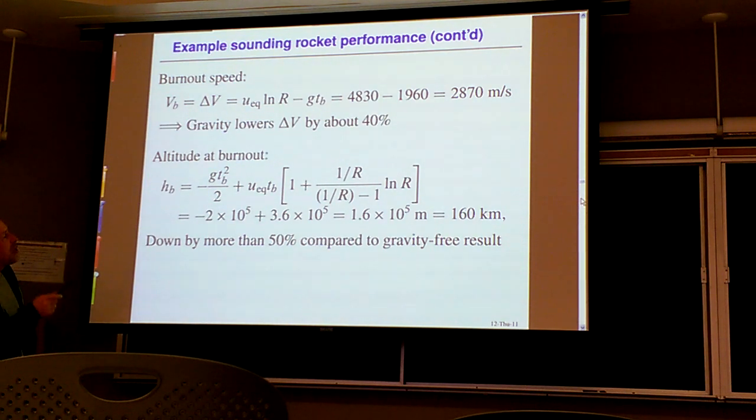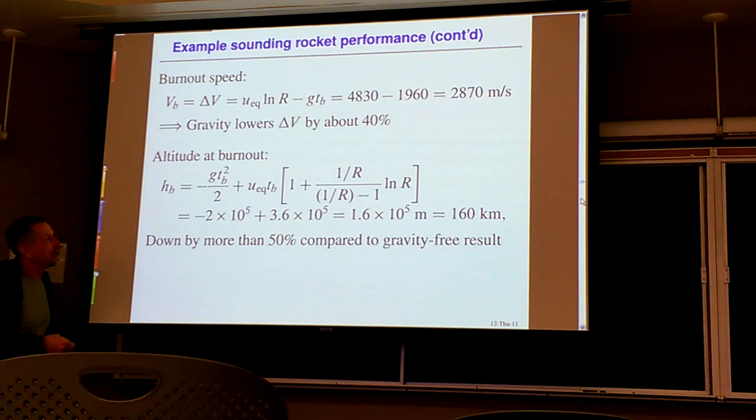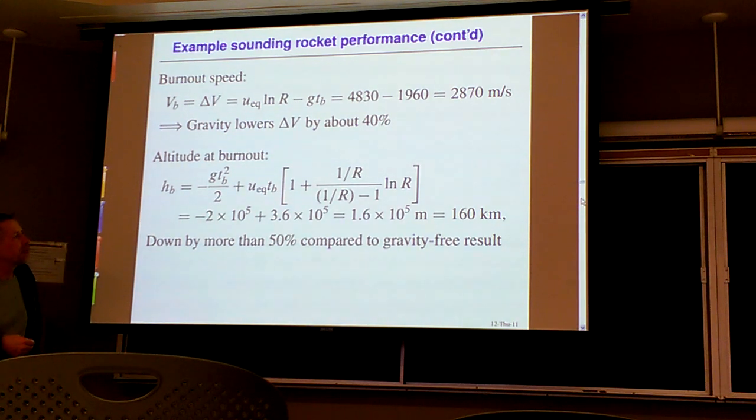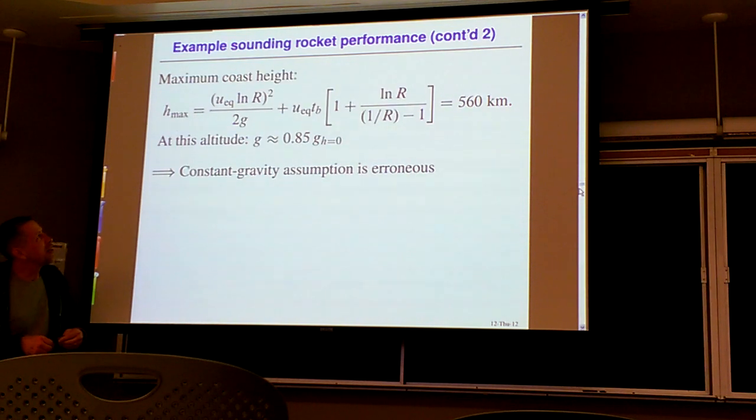Now if you look at the altitude that you get, you see that the gravity penalty here, that is the gt squared over 2, is about half of the term that you get just from integrating during the burn. So without any gravity, this is how far you would have gone during the burn, but with gravity, you're reduced by about 50%. So you're getting up to 160 kilometers, and that's during the burn. Of course, when the thing burns out, you're going pretty fast, so you're going to coast quite high. If you do that, then we have this equation where we equated kinetic energy to the change in potential energy from burnout, and so we get 560 kilometers for the apogee altitude.